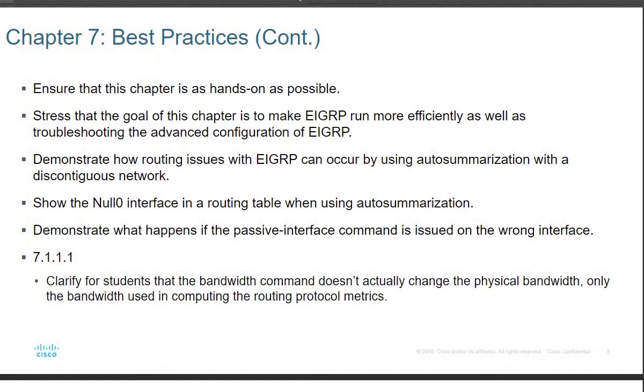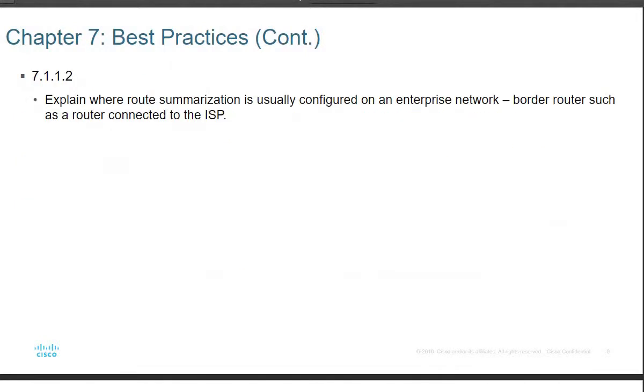Chapter 7 Best Practices, continued. 7.1.1.2: Explain where route summarization is usually configured on an enterprise network: border routers, such as a router connected to the ISP.